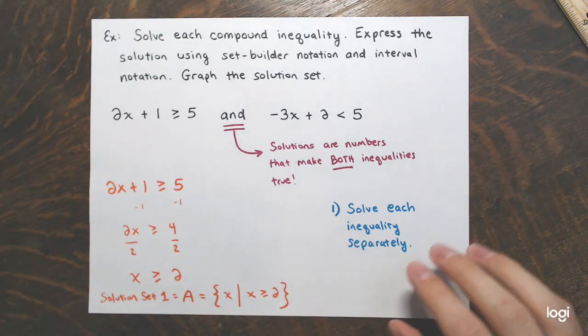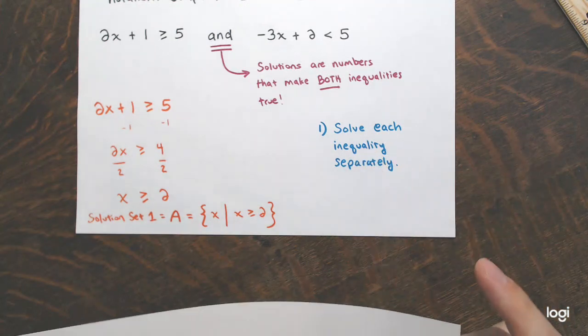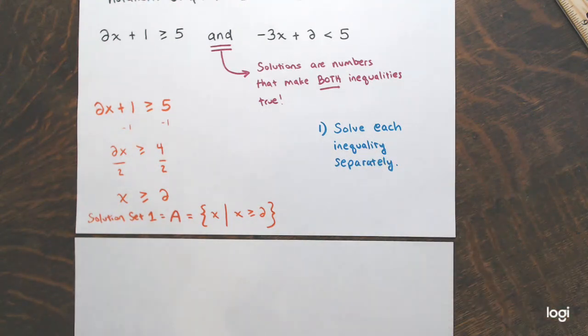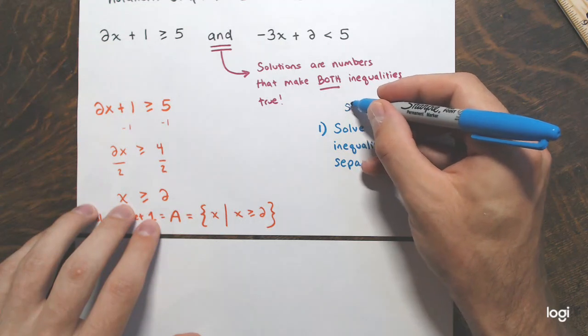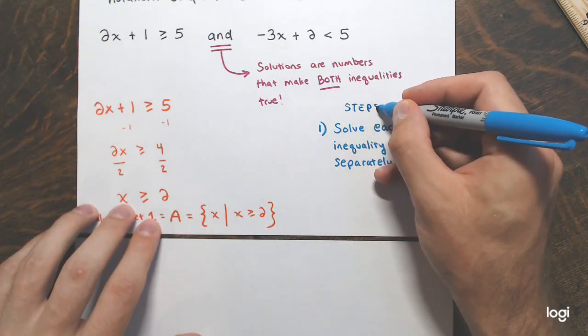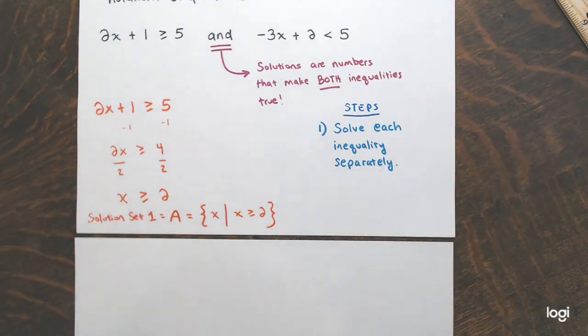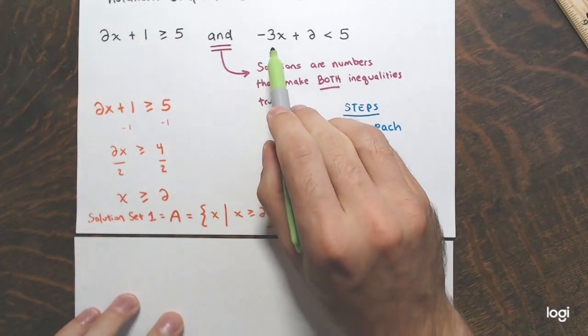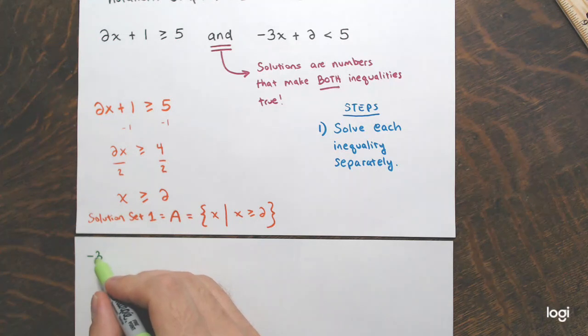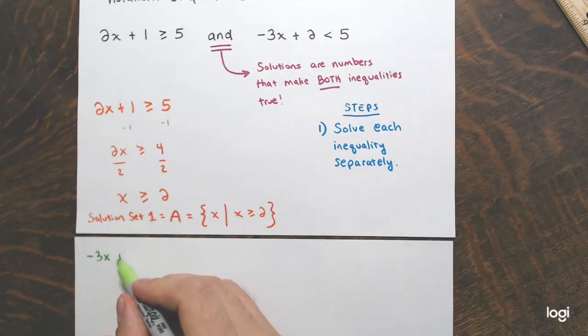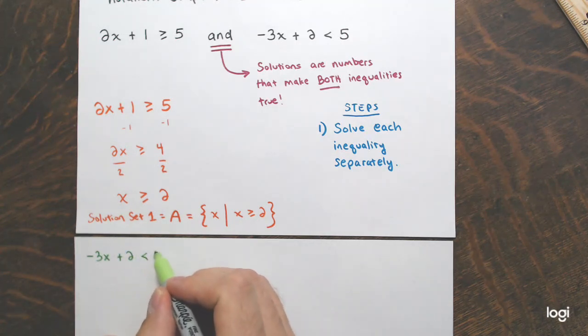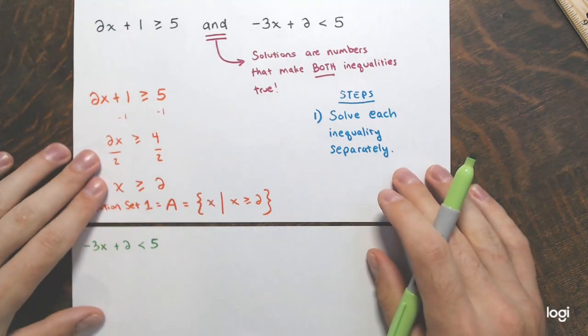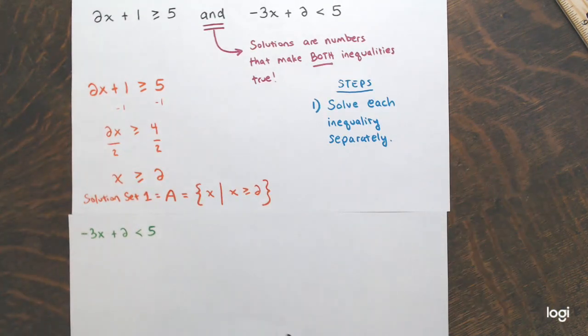Then I'm going to solve the other inequality. This is still on step 1 here. Maybe I should have written steps. Let's do that now. So there are steps involved in solving a compound inequality with the word "and" in it. The next one, I'm going to solve the other inequality: negative 3x plus 2 is less than 5. Just less than. Solve it just like any other linear inequality.